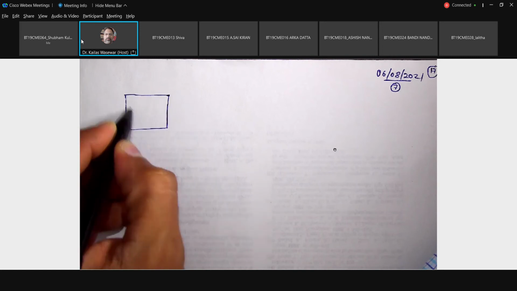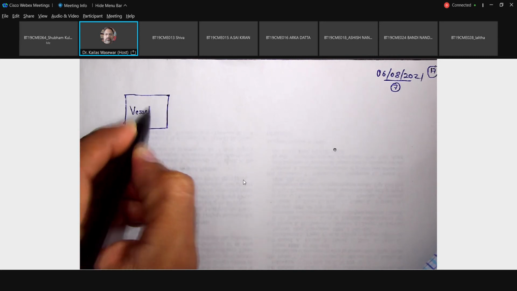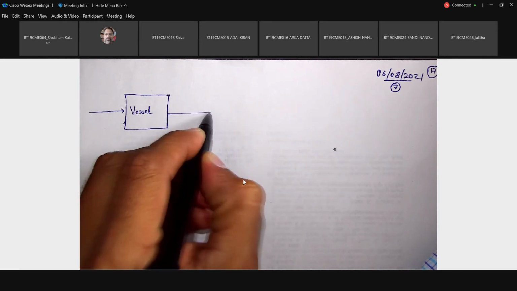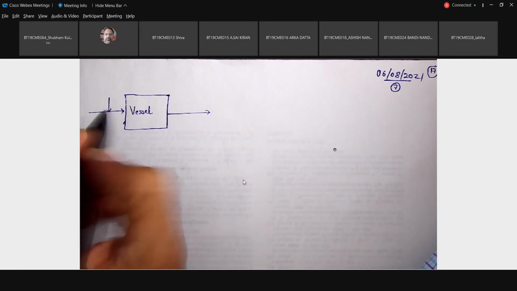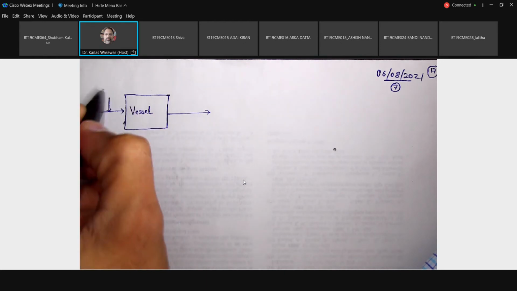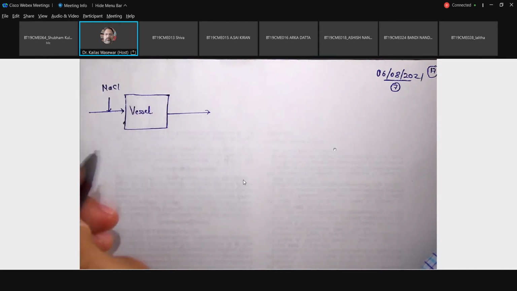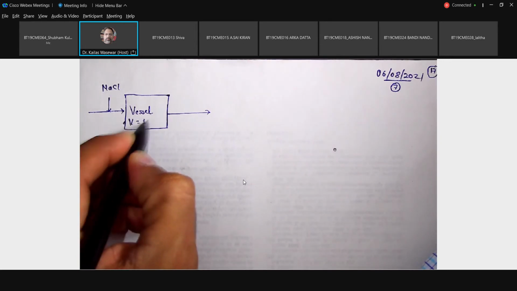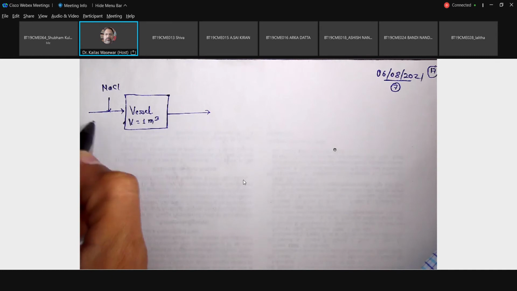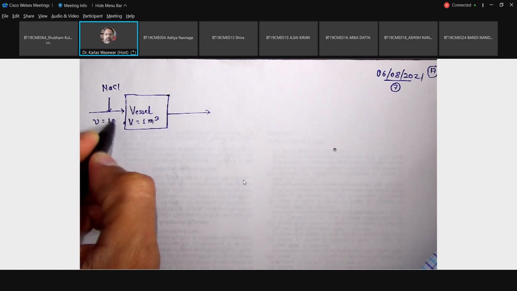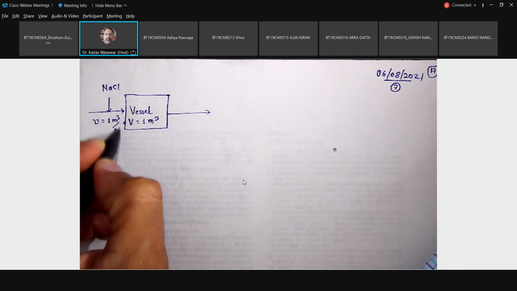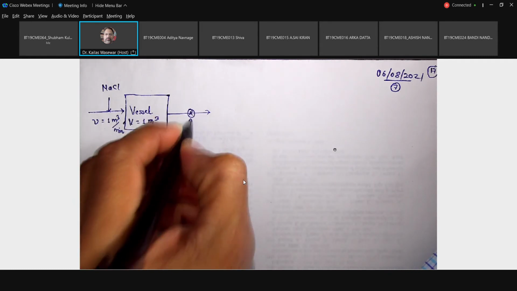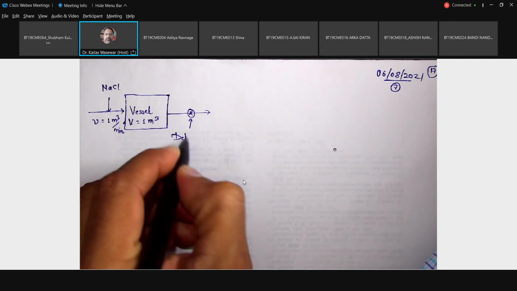Reactor, or we can say the vessel it is. And we are putting a pulse here, a pulse of NaCl solution, and this volume is equal to 1 meter cube, and the volumetric flow rate is 1 meter cube per minute. We are detecting the pressure at this particular point.